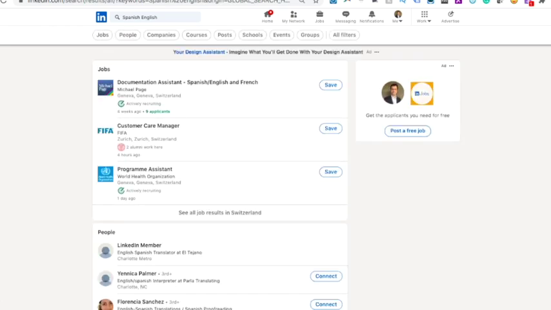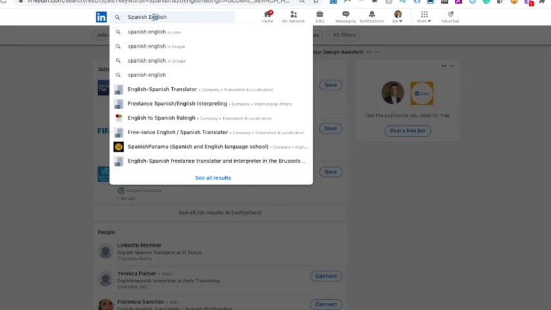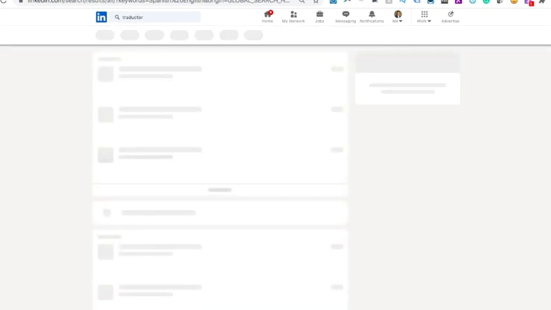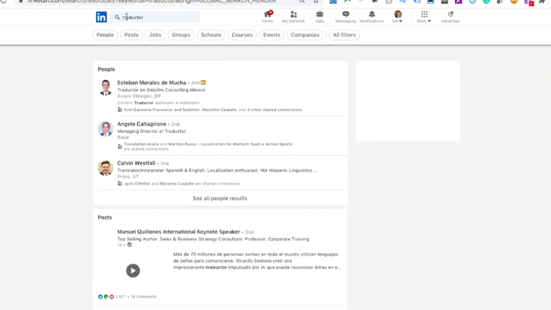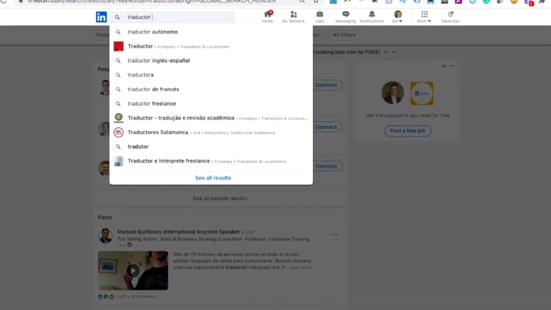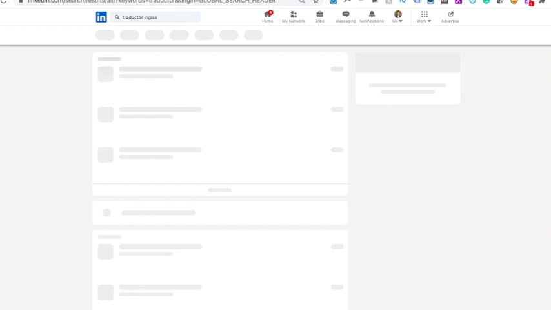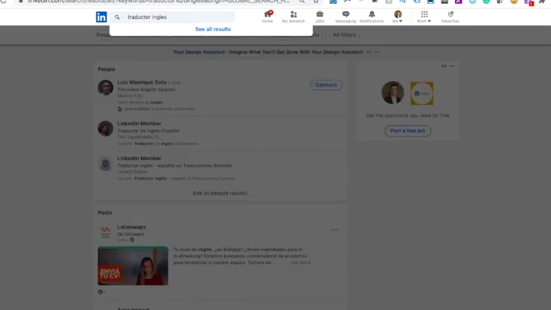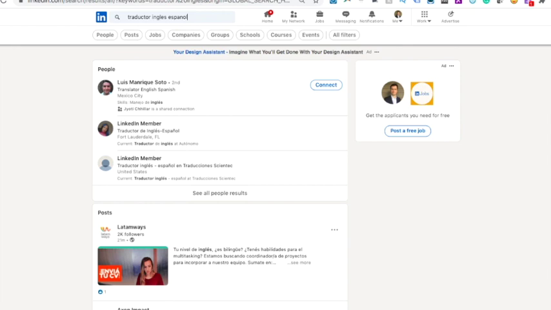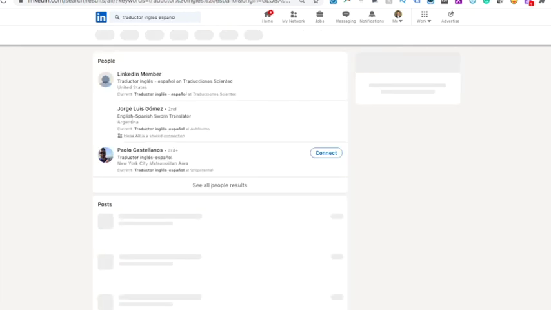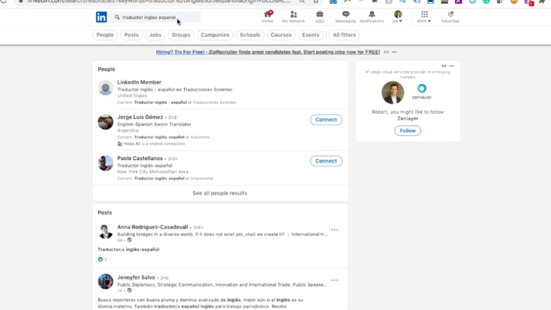And in fact, another thing you can do: if someone's looking for a Spanish-English translator, they might actually speak Spanish, in which case maybe they'll type something like this, or they might type something like this. Or they might even type in something like this. So my recommendation, include all of these combinations somewhere in your profile. Have English, Spanish, translator, and also traductor inglés-español.